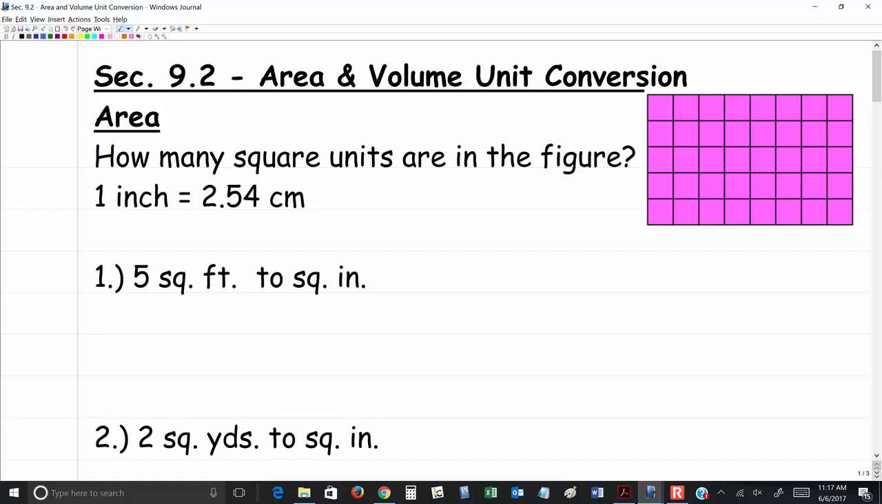So area, just to give you kind of an idea of area, you have this 2-dimensional figure right here, and each one of these squares is a unit, so you've got 1, 2, 3, 4, 5, by 1, 2, 3, 4, 5, 6, 7, 8, so 5 times 8, so that would be 40 square units in that rectangle.